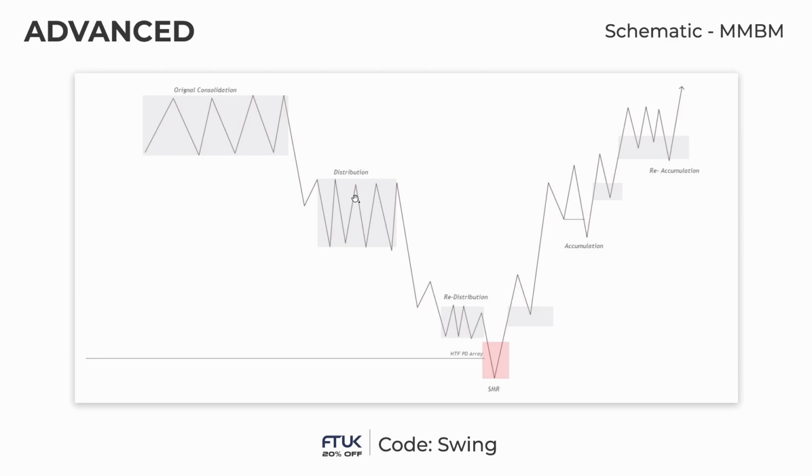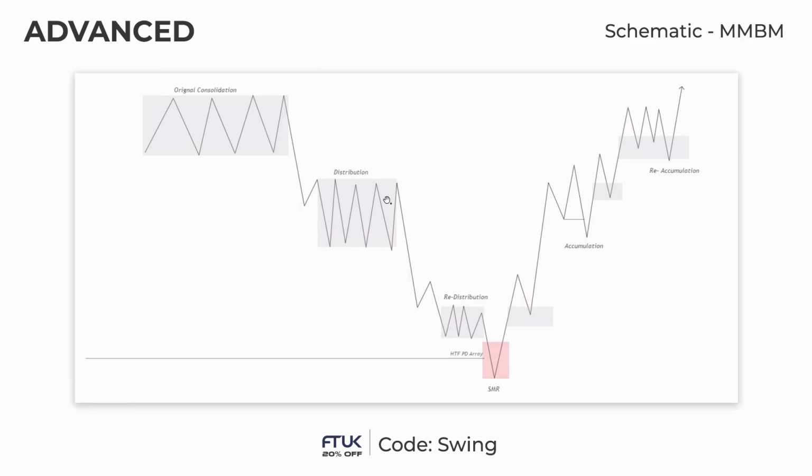Just say that there's going to be a leg like this, like a consolidation. Then there's going to be another consolidation, and then it's going to break down, and then it's going to hit a high time frame PD array where there's going to be a reversal. After that, we are going to see a kind of consolidation on the upside as well. It will be called accumulation, and then we'll see it another time as well. It will be called reaccumulation.